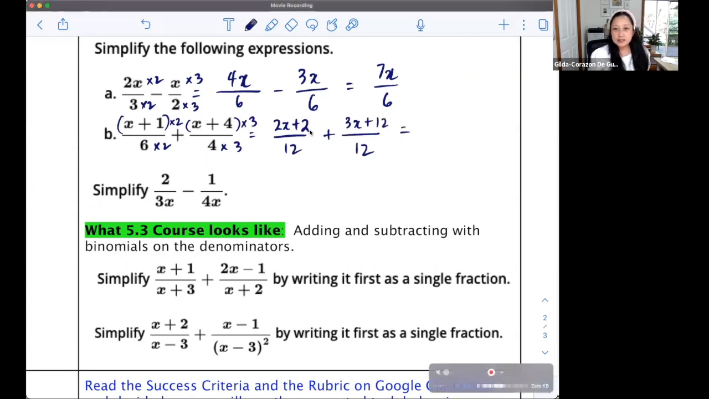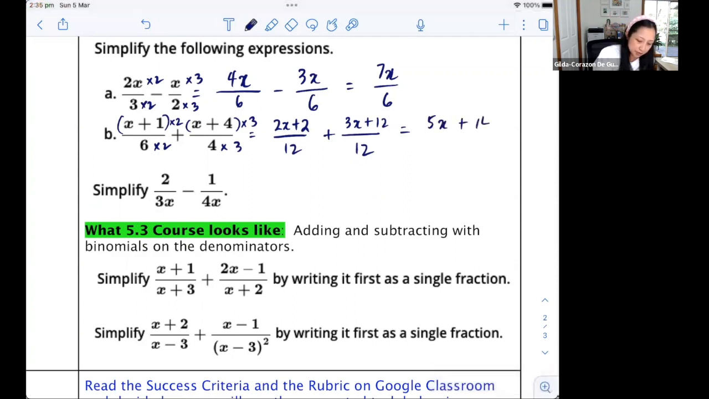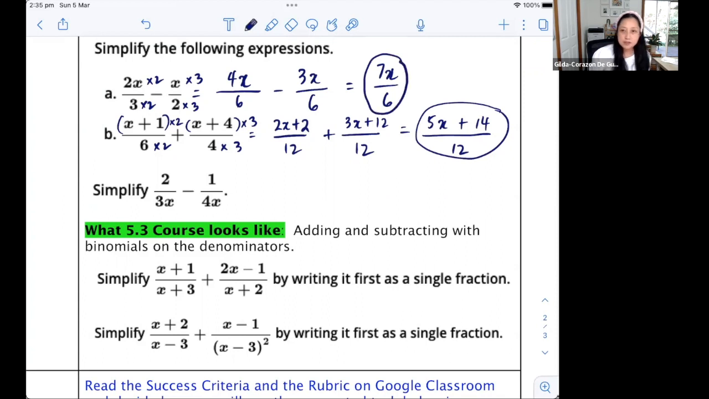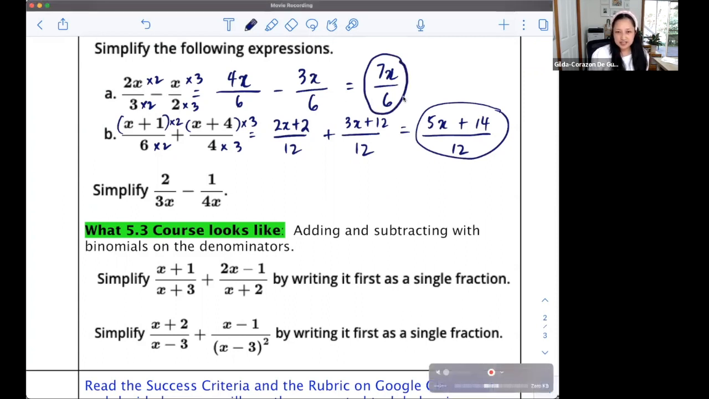And then collecting the like terms, you've got 2x and 3x, you get 5x. 2 and 12 gives you 14 all over 12, right? And that should be our final answer there. It helps when you circle your final answer, right? It just makes it a little bit clearer, okay?